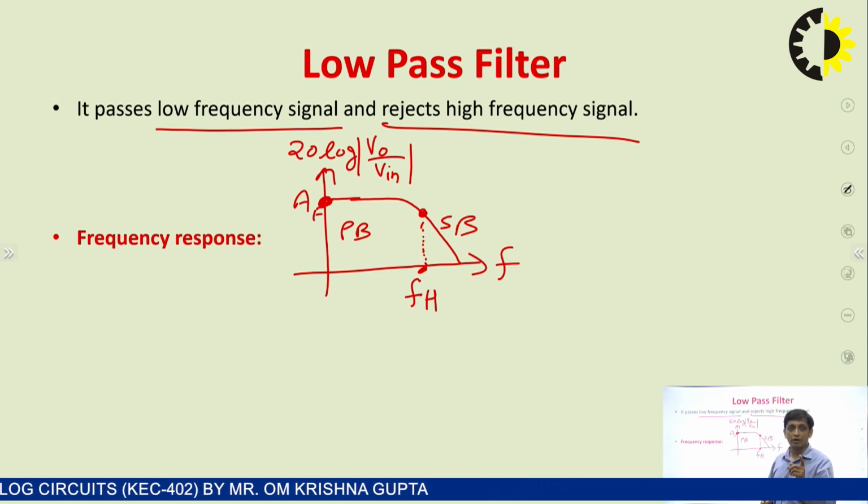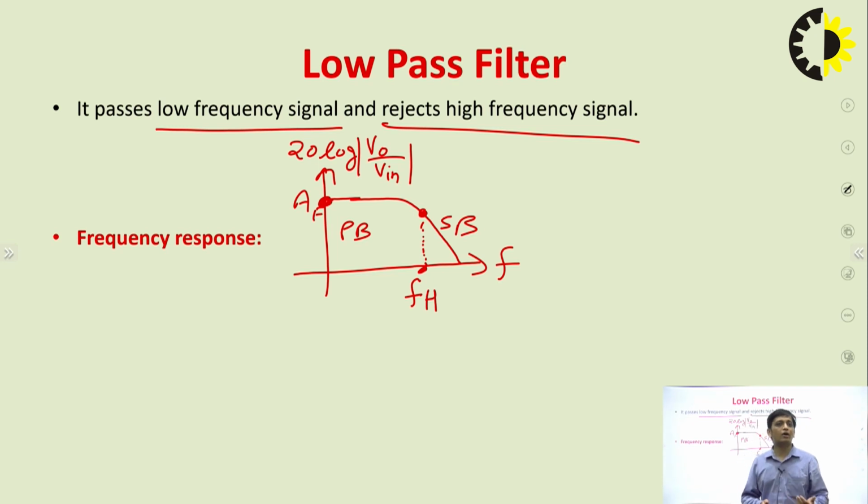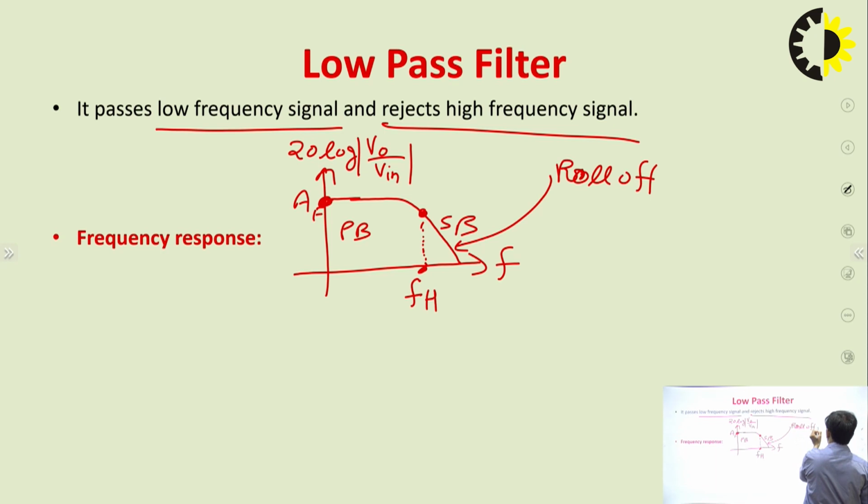There is one more important term, that is called roll-off rate. Roll-off rate is defined as the rate at which the gain is increasing or decreasing. For example, you can see that here the gain is decreasing. So the roll-off rate of this filter will be negative, of course. And what will be the roll-off rate? It will be decided by the order of the low pass filter. For example, if it is the first order low pass filter, then the roll-off rate will be minus 20 dB per decade.